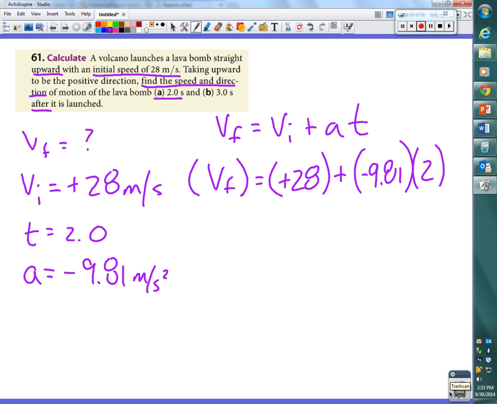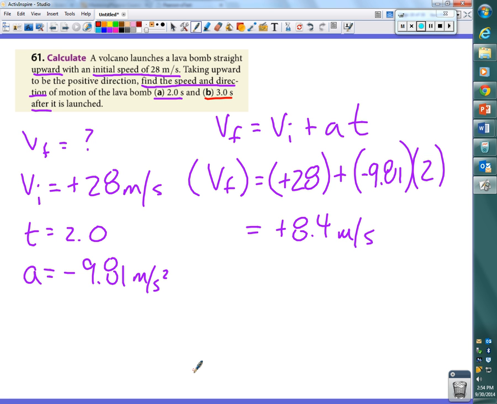Okay? When you solve this, you get positive 8.4 meters per second. Meaning, which way is the lava bomb still going? Up.